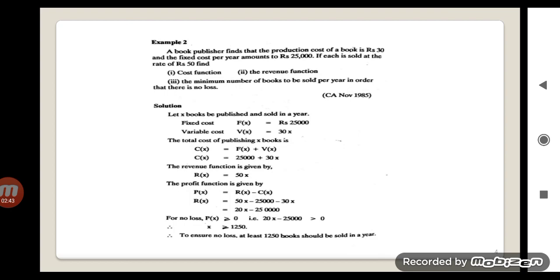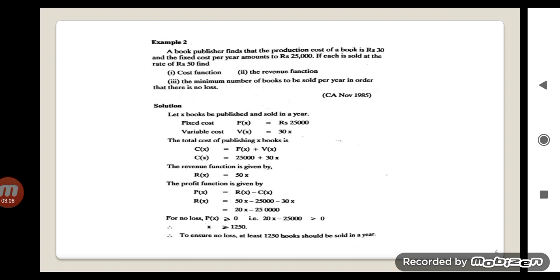Revenue function is calculated by multiplying the individual rate into x. So revenue function is 50x. If we subtract the cost function from the revenue function, we will get the profit function. So I am going to subtract 25,000 plus 30x from 50x. I will get the solution 20x minus 25,000.